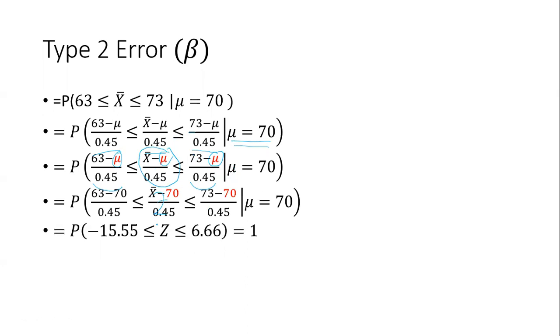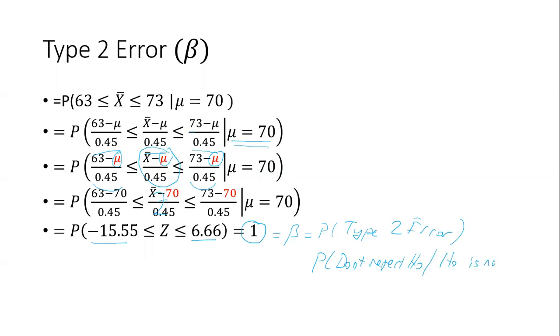I have the probability of z being between minus 15.55 and 6.66, which is equal to 1. So what is this? This is beta, or the probability of type 2 error. What was the probability of type 2 error? It is the probability that we don't reject H0 given that H0 is not correct.